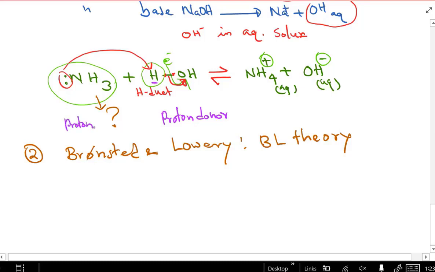Now the BL theory base is the proton acceptor. Ammonia accepted the proton. So based on the BL theory, ammonia is the proton acceptor and water is the proton donor. So that's how we explain the BL theory. So water becomes the BL acid and ammonia becomes the BL base.